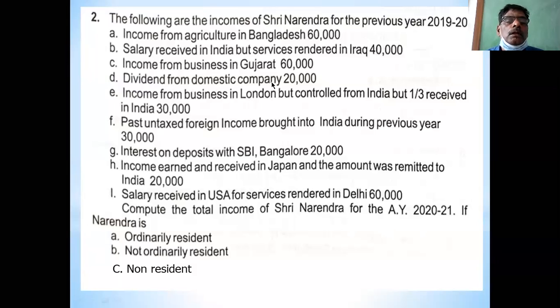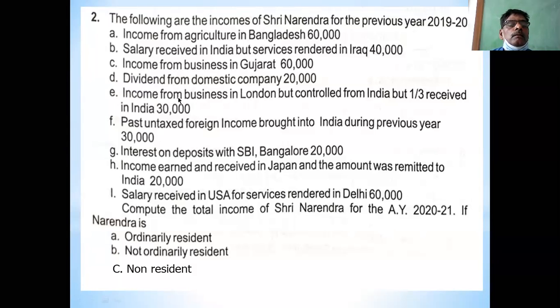Dividend from domestic company. Dividend from domestic company means Indian company. Dividend from Indian company is exempted from tax. So you don't take it in the calculation of income.